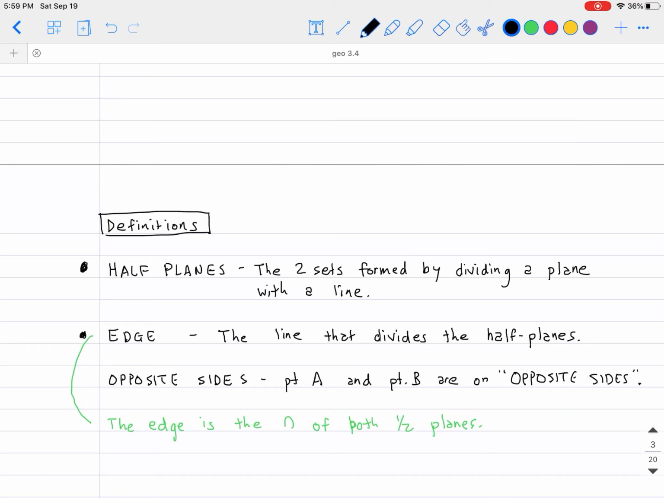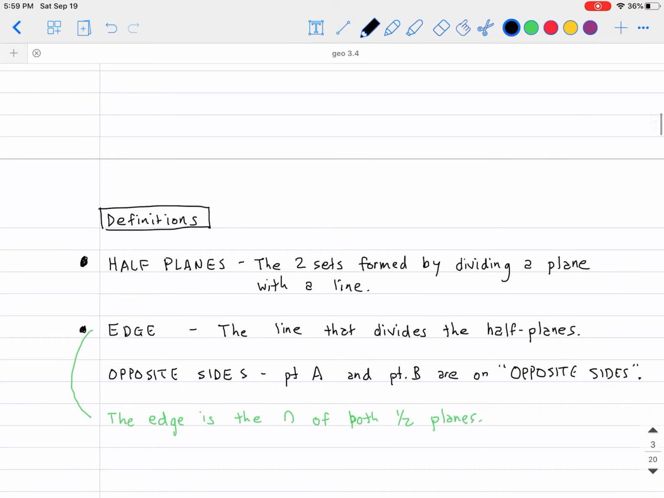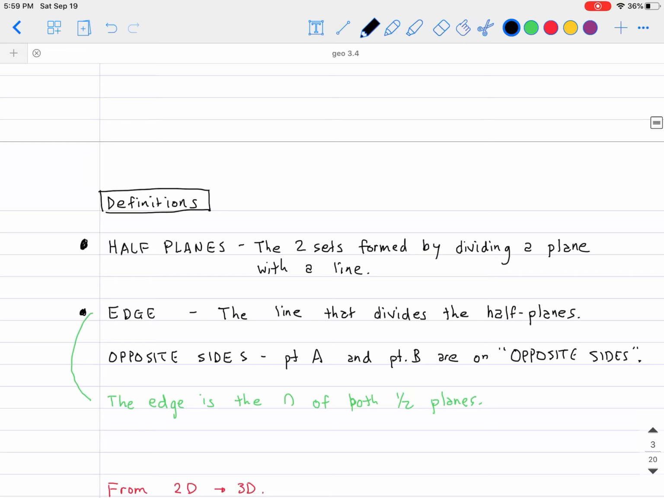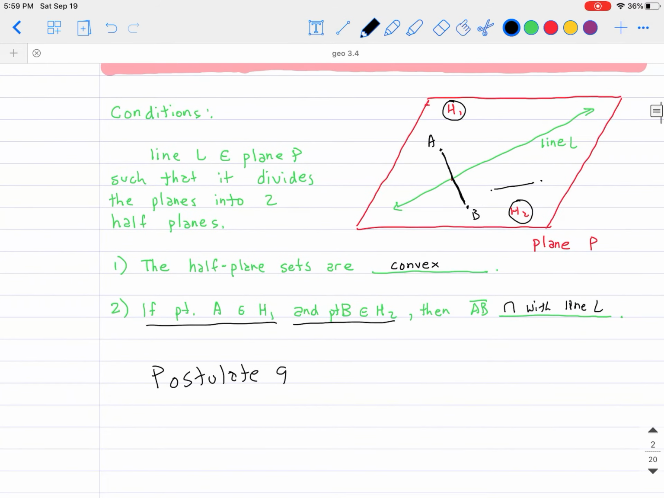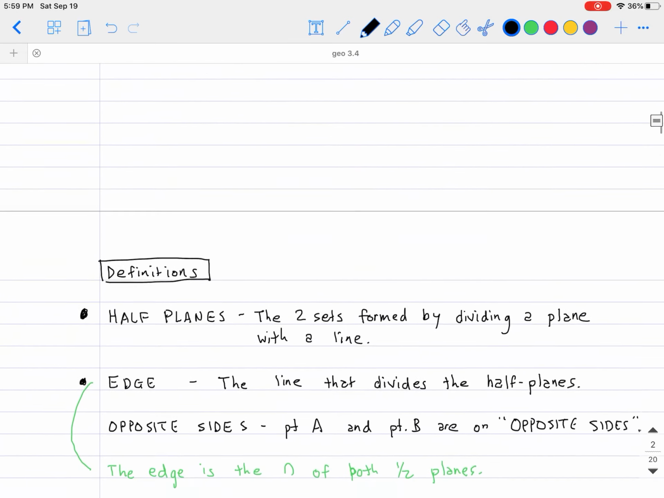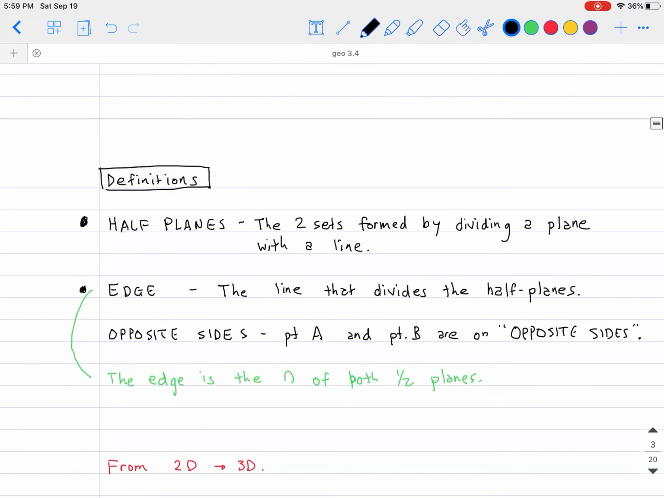And then finally, the last terminology is opposite sides. So if point A and point B are chosen such that A is in H1, like in the picture, and B is in H2, like in this picture, then we can say that both those points are considered to be, quote-unquote, on opposite sides.